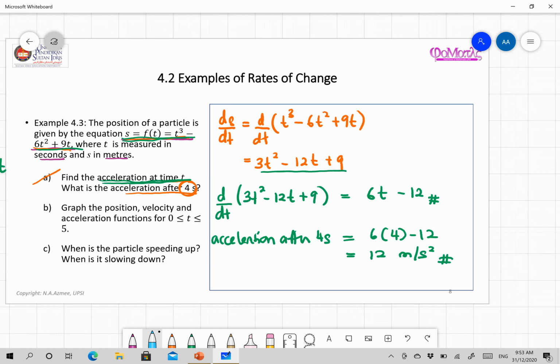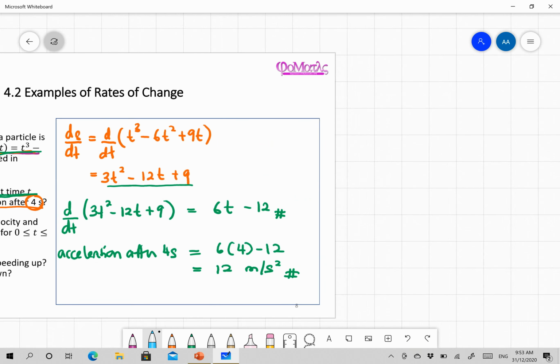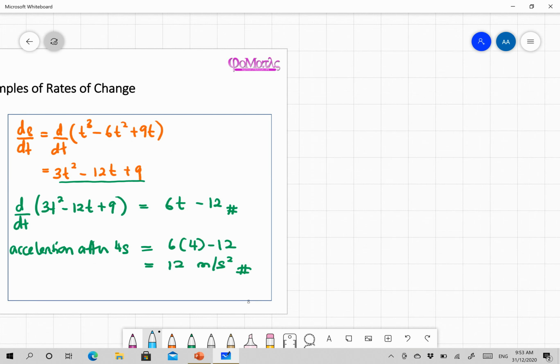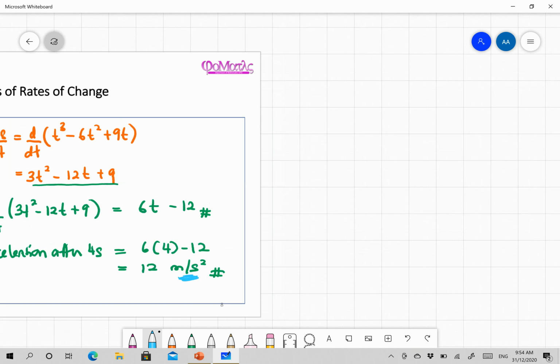Right, now I'm just going to explain to you a little bit about the unit. I hope everybody understands why the unit is as such, but let's not take this for granted. I'm just going to explain how we get this unit.